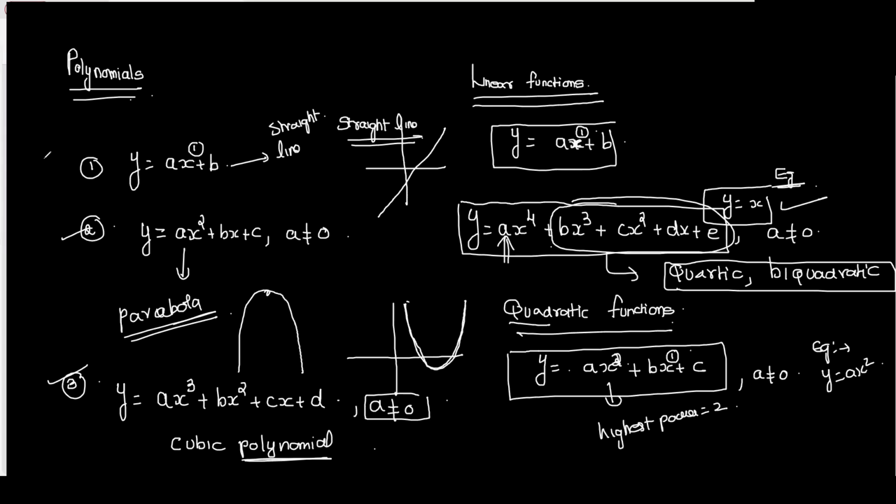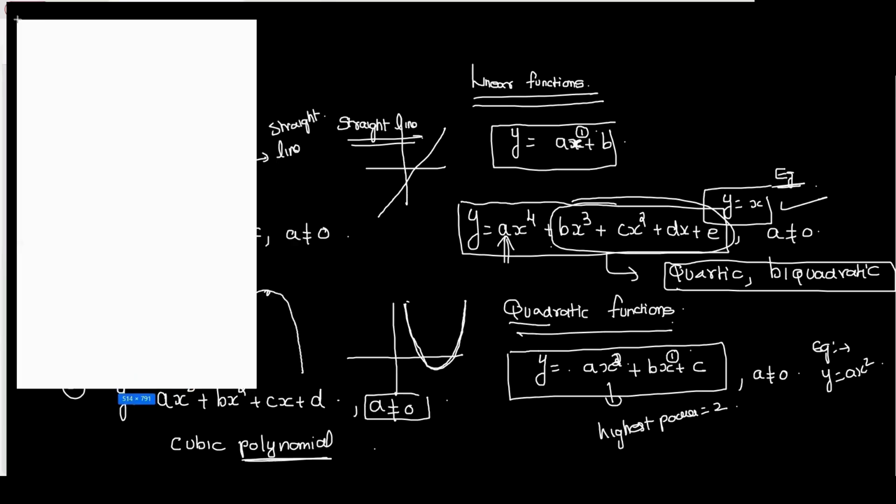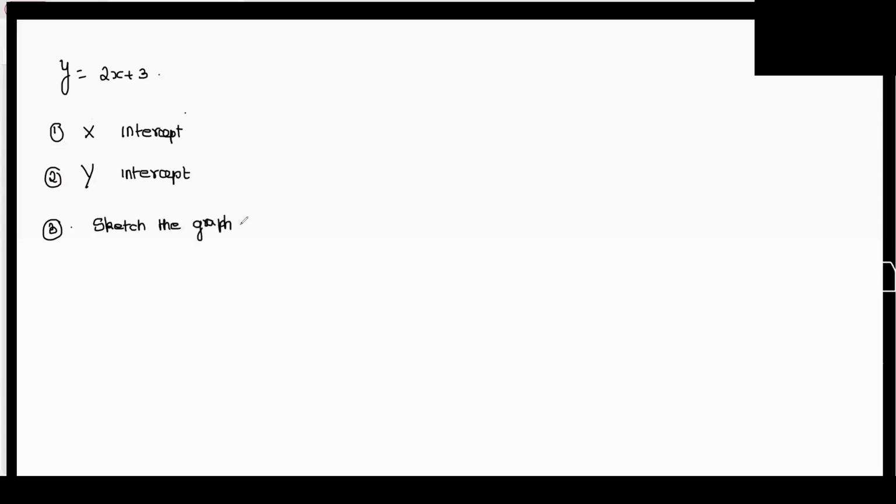Okay. Now, as I said, 1 or 2 from straight lines we can do. So suppose I have y is equal to 2x plus 3. We have different scenarios. One is I have to find the x-intercept. Second, I have to find the y-intercept. And finally, I have to sketch the graph. This is linear, right? Yes.